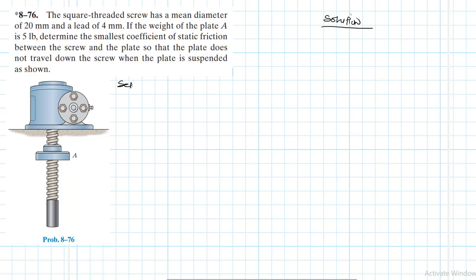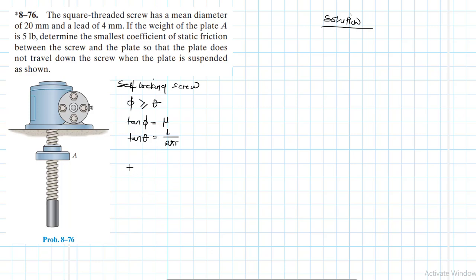So we know that self-locking of a screw takes place when this condition is met, which is phi should be greater or equal to theta, where tan phi is equal to the coefficient of static friction and tan theta is equal to the lead angle, which is equal to the lead itself, L, divided by the length or the circumference, which is 2 pi r.